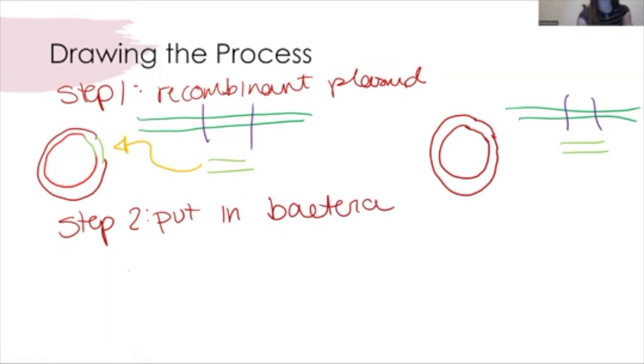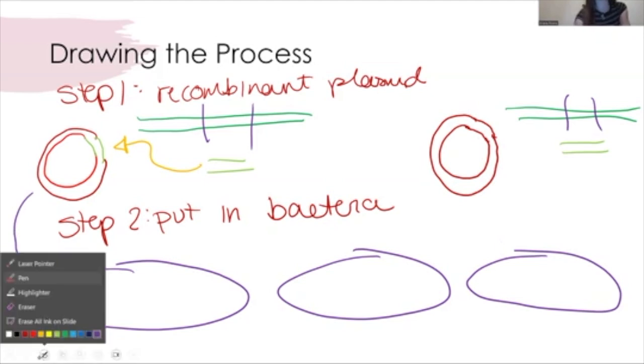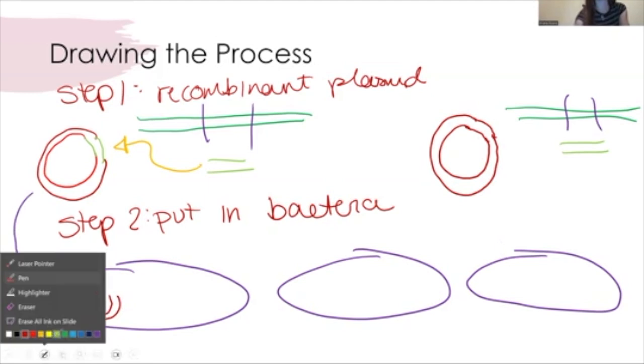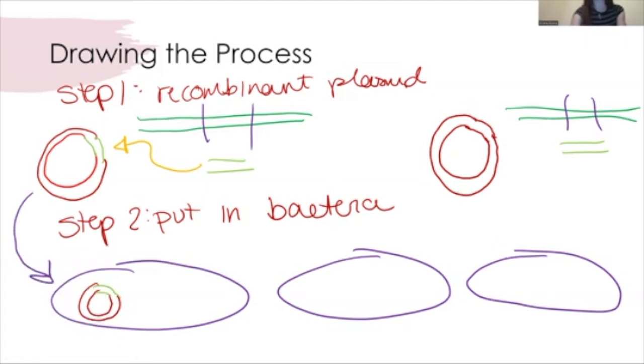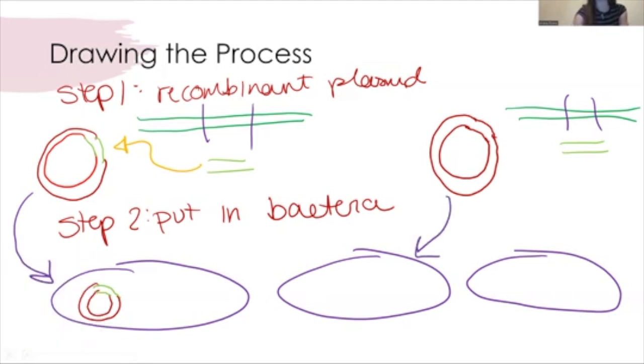So I'm going to have 3 bacteria to show our 3 options. My bacteria could take up this recombinant plasmid, or it could take up the non-recombinant plasmid, or it could take up nothing at all, no plasmids. So if you're just looking at these, we can tell which ones have plasmids and which ones don't, but in real life, you want to be able to tell.